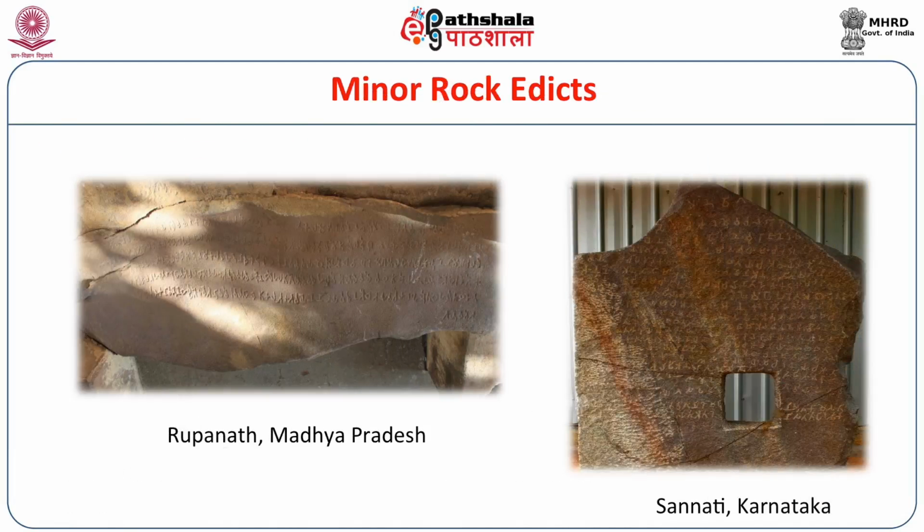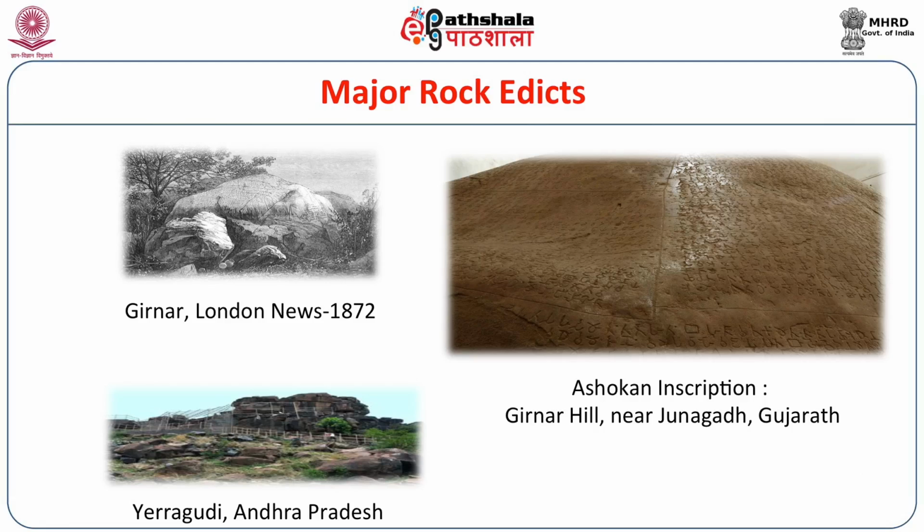These are some of the specimens of the famous minor rock edicts of Ashoka recovered from Rupnath and Sannati. Some of the major rock edicts are also visible from Girnar, Yerragudi, and from the Girnar hills near Junagadh.